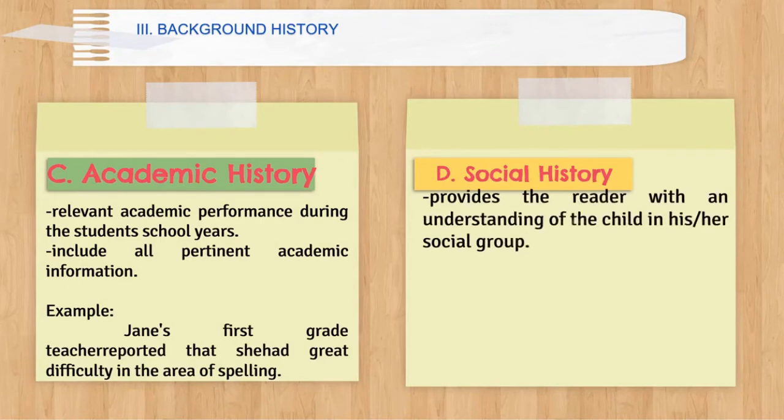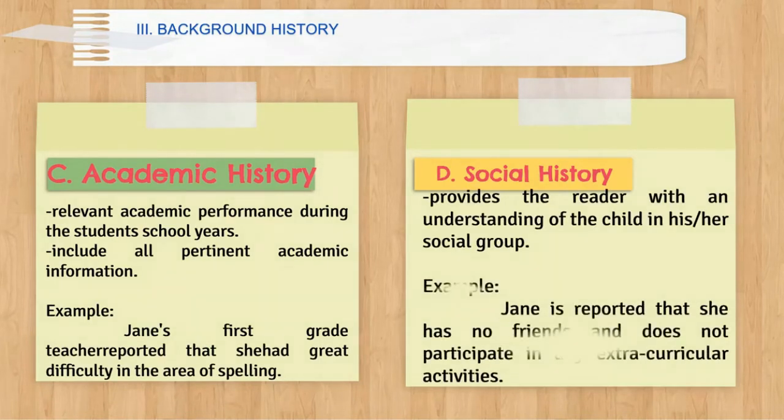Social history provides the reader with an understanding of the child in his or her social group participation, organization, hobbies, interests, interaction with peers, social life, and the likes. For example, Jane is reported to have no friends and does not participate in any extracurricular activities. By completing the background history, it should provide the reader with a clear understanding of the student and his or her world at the present time.